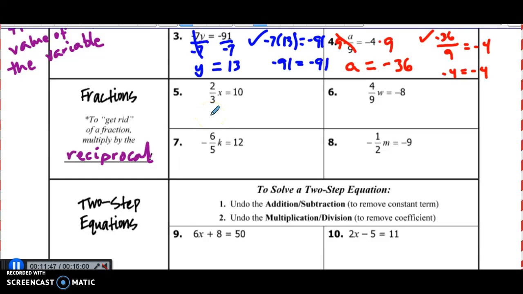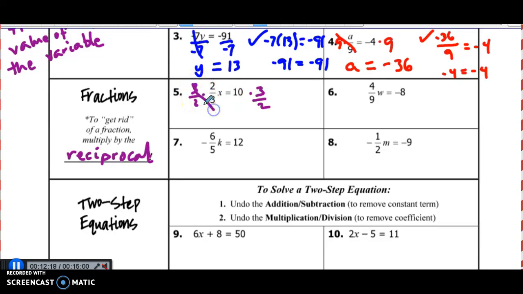I need to solve this equation, so I need to find out the value of the variable. What does x equal? To do that, I need to get x by itself. So if I need to get rid of this fraction so that x can be all by itself, then I'm going to multiply by the reciprocal. So the reciprocal of 2/3 is 3/2. And whatever I do to one side of the equation, I have to do to the other. So I'm going to multiply both sides of this equation by 3/2.